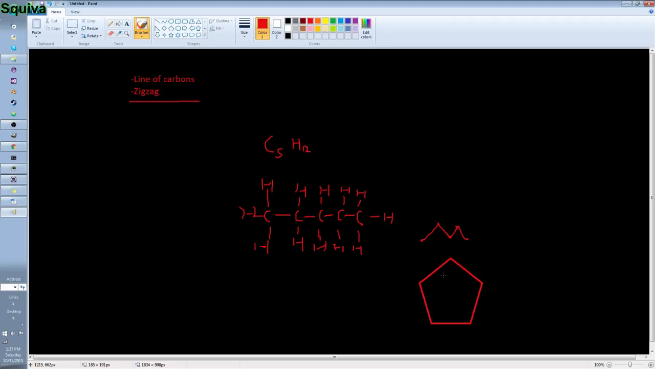Now, how can you tell? The ring is different from the line. Here's why. Because here we have 12 hydrogens. Here we have 1, 2, 3, 4, 5, 6, 7, 8, 9, 10. Where did the other hydrogen go?